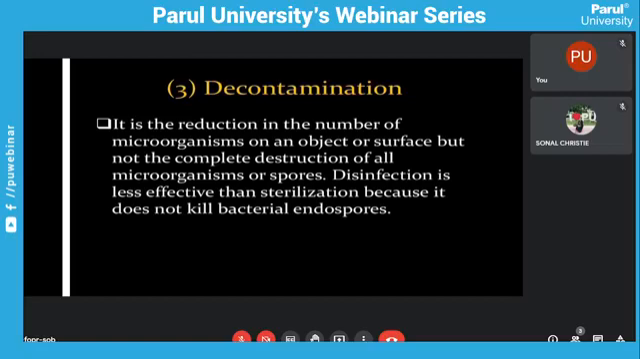Disinfection is less effective than sterilization because it does not kill bacterial endospores. Endospores develop inside some bacterial cells. Sterilization is more effective because we are killing microorganisms, whereas with decontamination we are only reducing them, and we can't kill bacterial endospores.